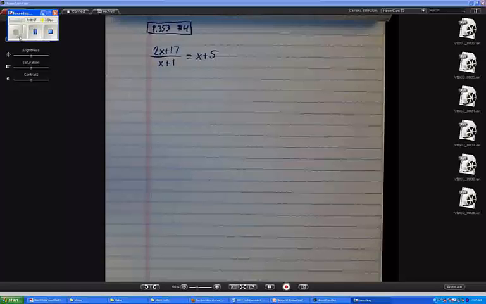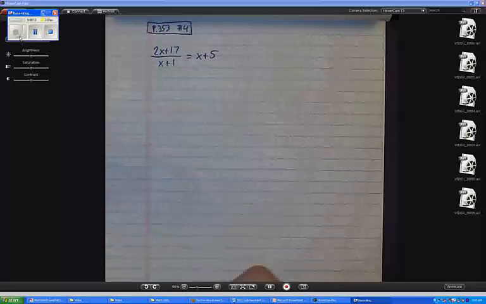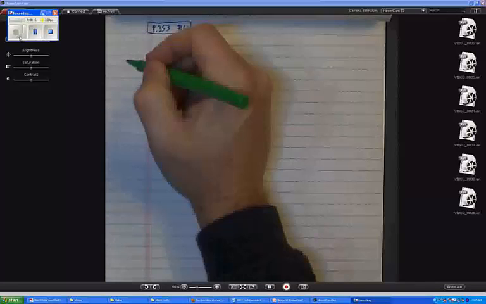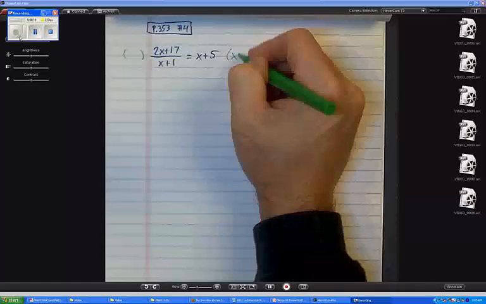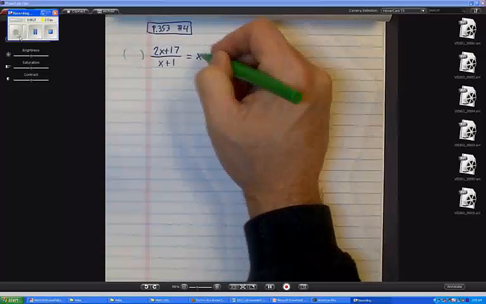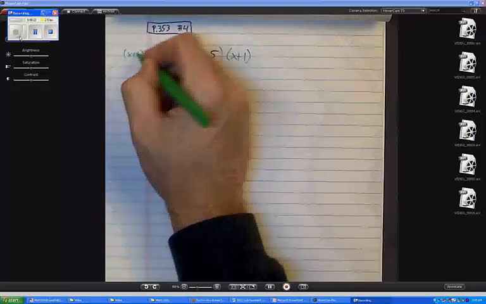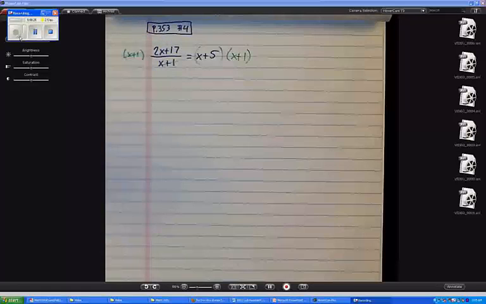Clear the denominators, right? We don't like this equation because it has fractions. So when we say clear the denominators, what am I going to do? I'm going to multiply both sides by x plus 1, right? Of course, over here I'll have to distribute. On the left side I get some canceling. But on the right side I'm going to have to work out what that is.